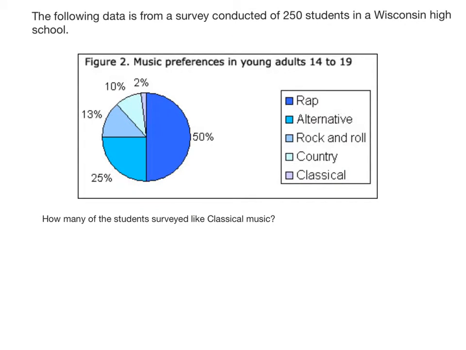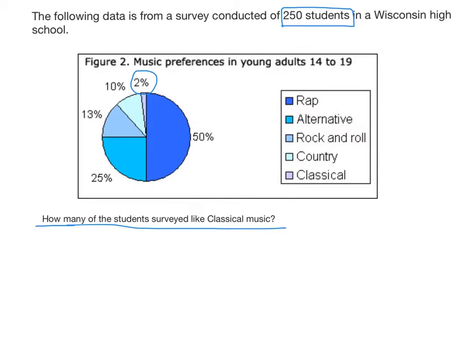Here we have some survey data on music preferences. This survey was conducted in a Wisconsin high school, and the number of students surveyed was 250. We want to know how many of the students surveyed like classical music. Looking at this chart, I notice classical music is 2% of those surveyed.